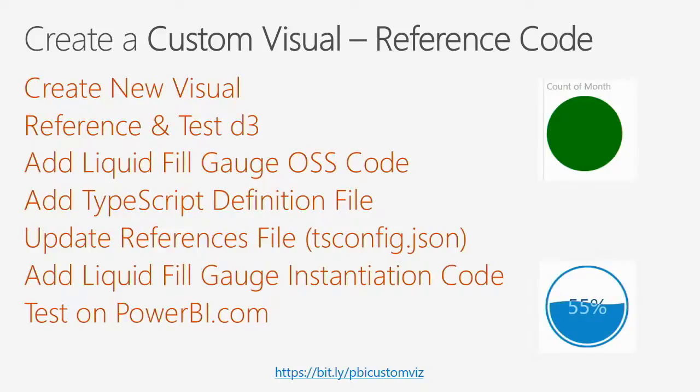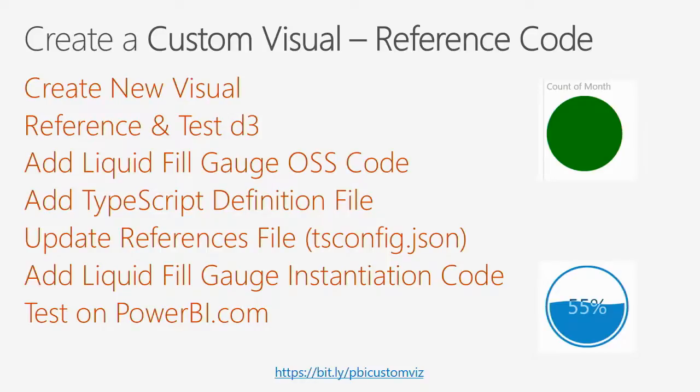All right. So now we're getting closer to developing our liquid fill gauge. The next thing we're going to do is create this new visual. We're going to call it liquid fill gauge. We are going to reference and test out D3 just to make sure that it works, because there are a couple of little tricks in there to get it to actually work. Then we're going to import the code that I found on GitHub into that page. It's not exactly the one I found. I made a couple of changes, and I'll explain what those are. And then we're going to test it out.